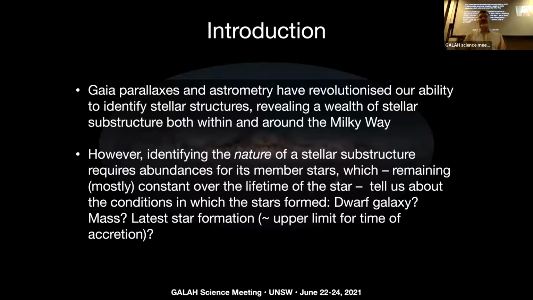For example, did the stars form in a dwarf galaxy? What was the mass of the progenitor object? What was the time of the latest star formation, which gives an upper limit for when the object was accreted, if it was accreted, in fact.